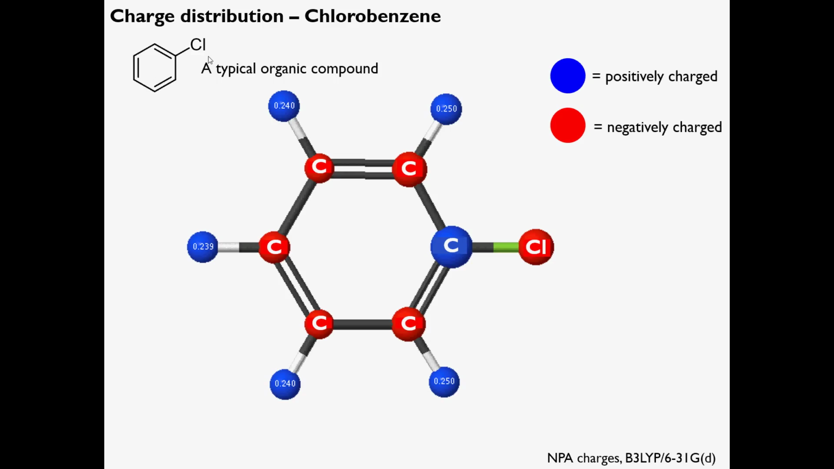compute the NPA charges using WebMO for chlorobenzene, we can see that this is probably what we would expect to see. The blue atoms are those that are positively charged, the red atoms are negatively charged, and we've got our benzene ring here, a carbon atom and a chlorine atom. So let's just kind of show the values here. In the benzene ring, it's no real surprise, we would expect these carbon atoms to be negatively charged.